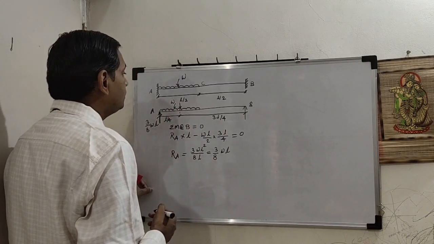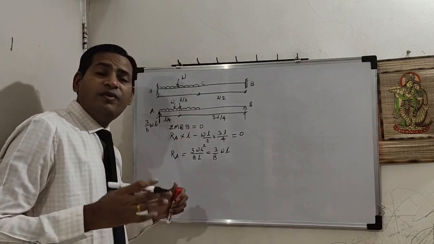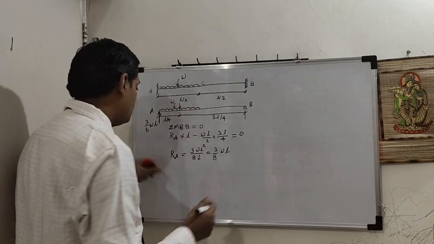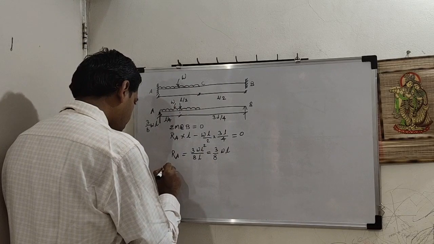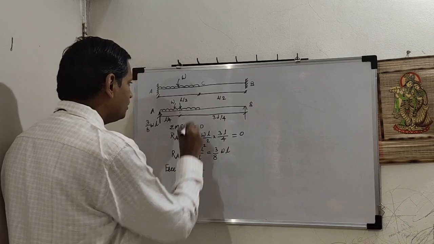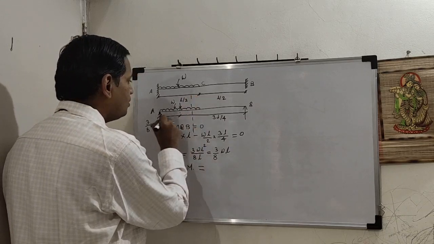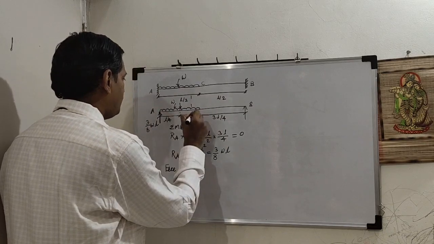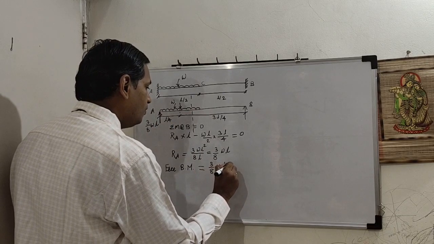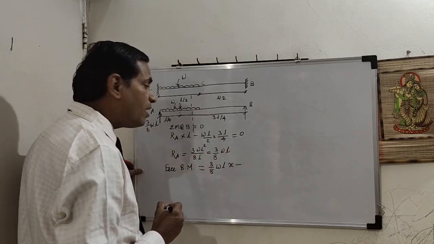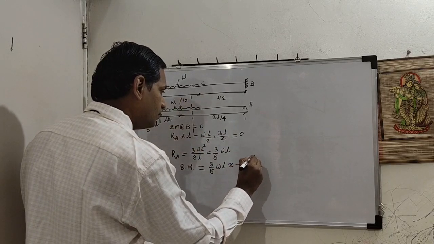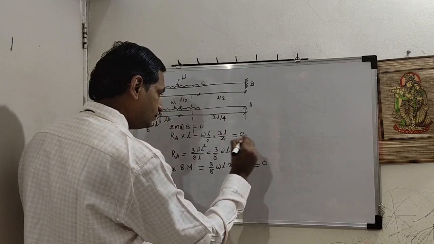Now we want location of plastic hinge. We will assume that maximum moment is somewhere between AC. So free bending moment is, you assume section at a distance x, so RA into x, or 3 by 8 WL into x minus W x square by 2 is equal to 0.